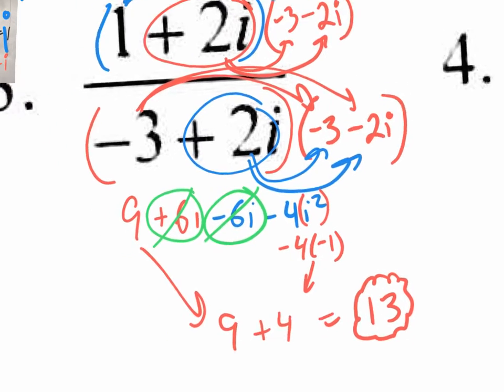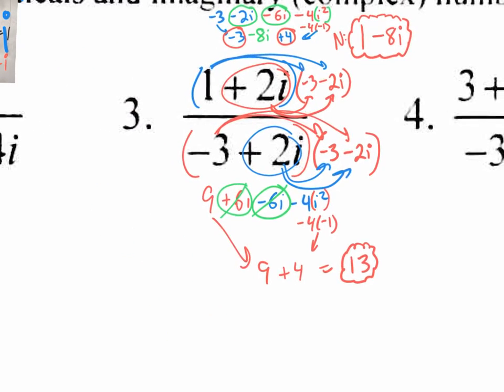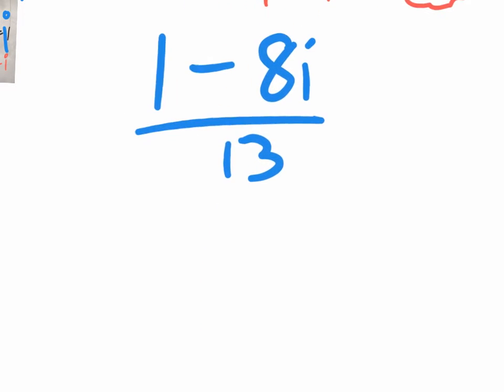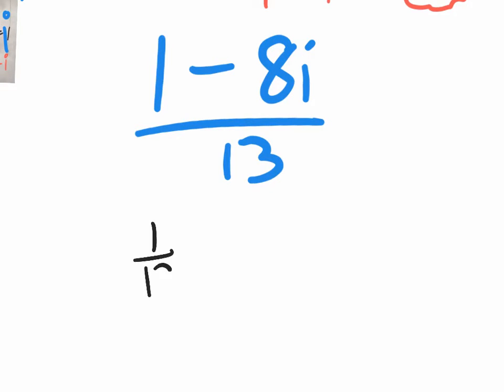Okay, so we go back, get our numerator, put it on top of our denominator, and then split the fraction. So up on top, we have 1 minus 8i. It's over 13 on the bottom. And now we need to split that into two parts, the real part and the imaginary part. So your answer is 1 over 13 minus 8 over 13 with the i right next to it.